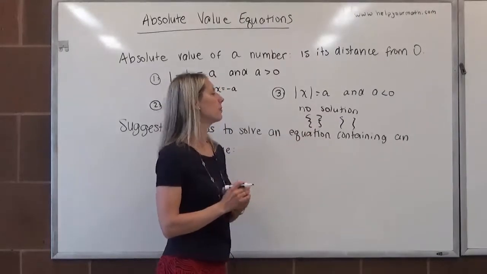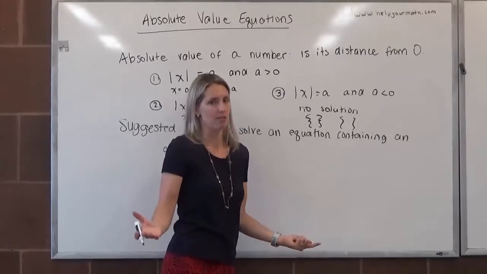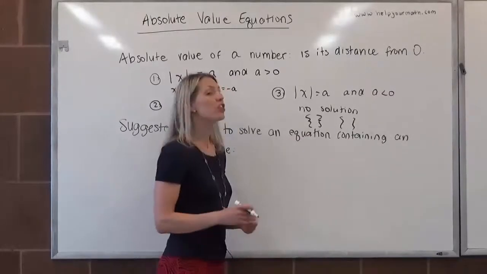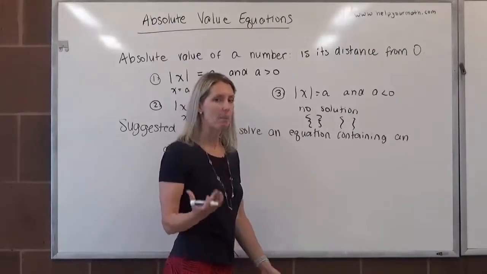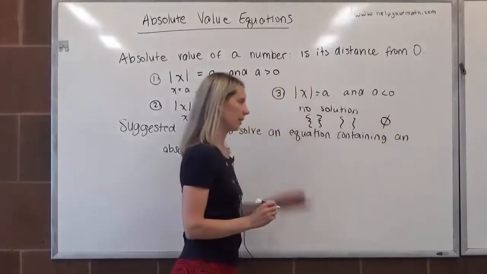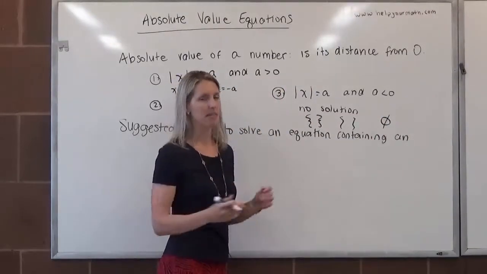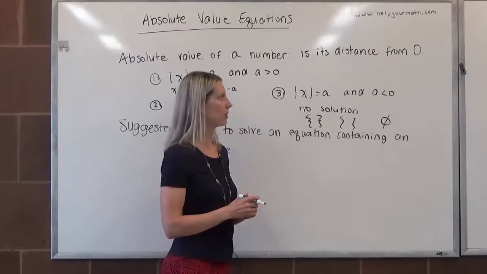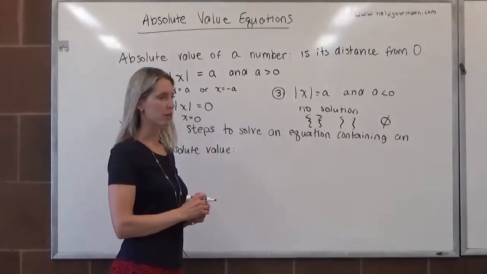But what we would do is we would have a set of braces with nothing inside, representing the fact that there was nothing that was a solution. The third thing you can do in set theory notation is you can say it's the empty set, which we represent. It's kind of like a 0 with a negation through it. That represents the empty set. That means that there was no solution to that particular equation. So this is what we're talking about with absolute value equations.